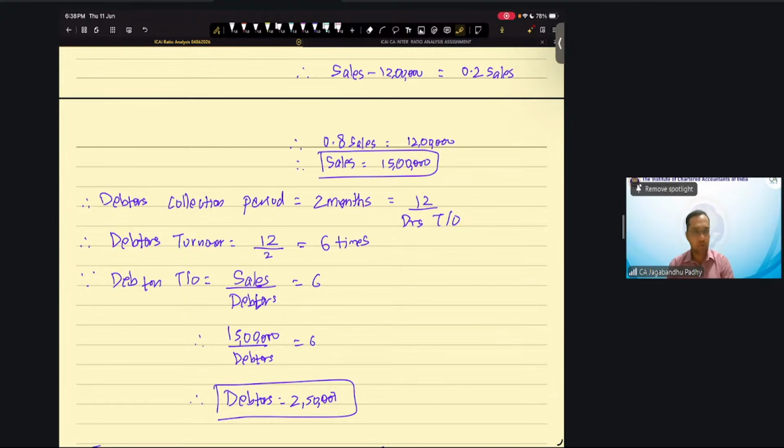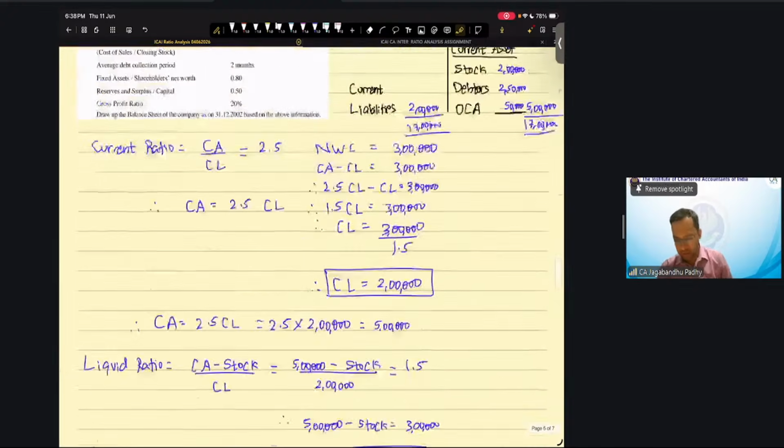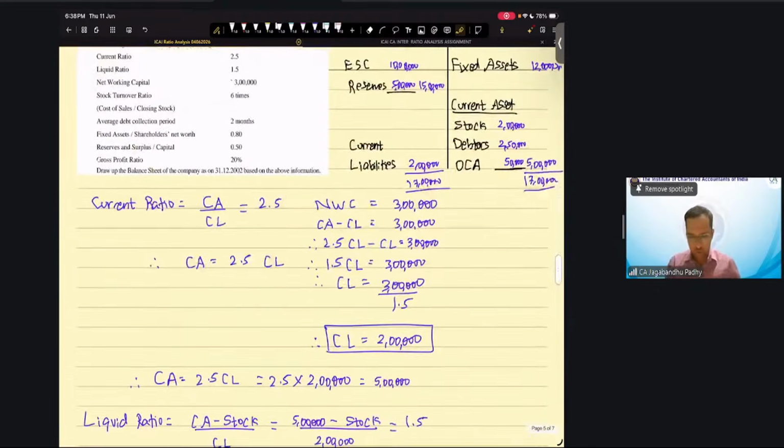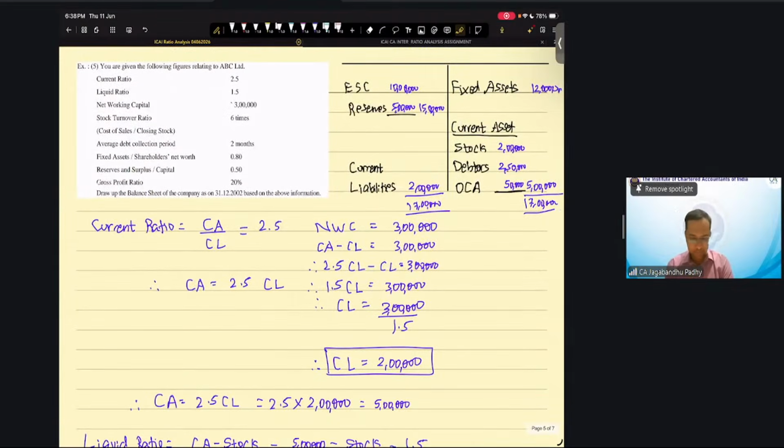Okay, this question will come for how much marks? You can say it would be for what? 6 or 7 marks maybe, or max 8. Okay, so this is the full-fledged ratio question. I hope you were able to understand how we calculated.